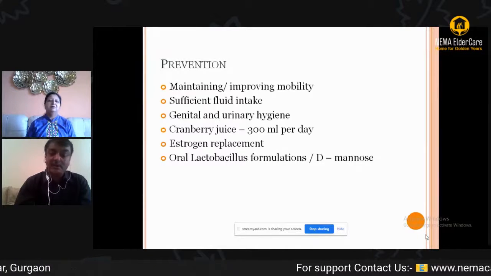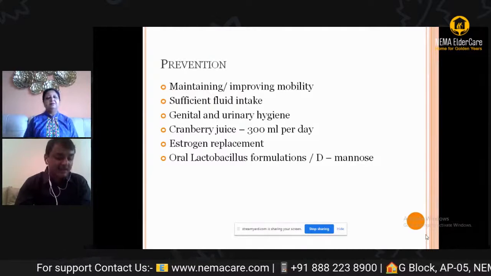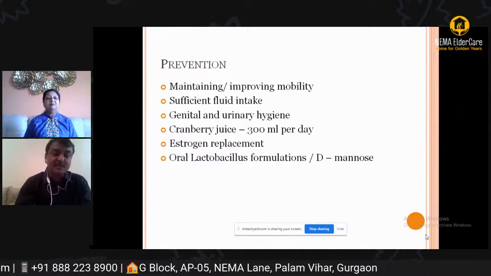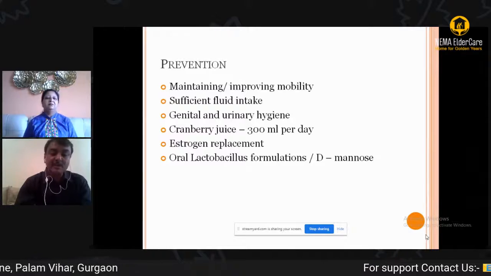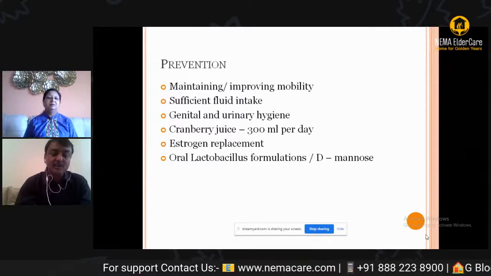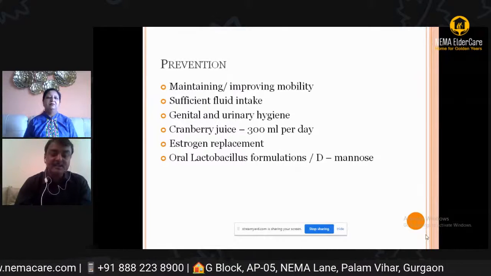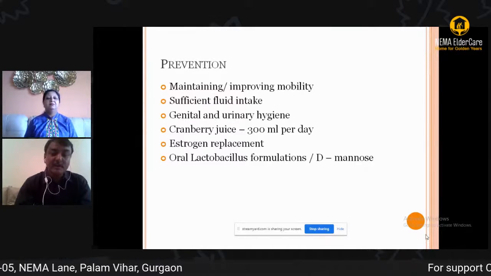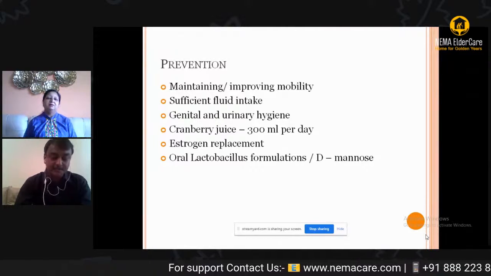It has been shown without any doubt that people who are able to walk have a lesser burden of urinary tract infection. And so it is very essential to maintain or improve the mobility of the patient with the help of exercises, physiotherapy, or whatever is required. The aim is to keep the patient mobile. If the patient is bedridden, there is an increasing chance of urinary infections. So, the more mobile the patient is, the better it is with regards to urinary tract infection.